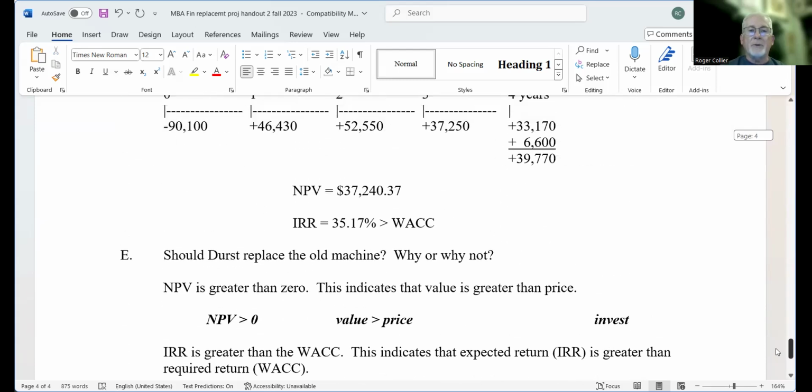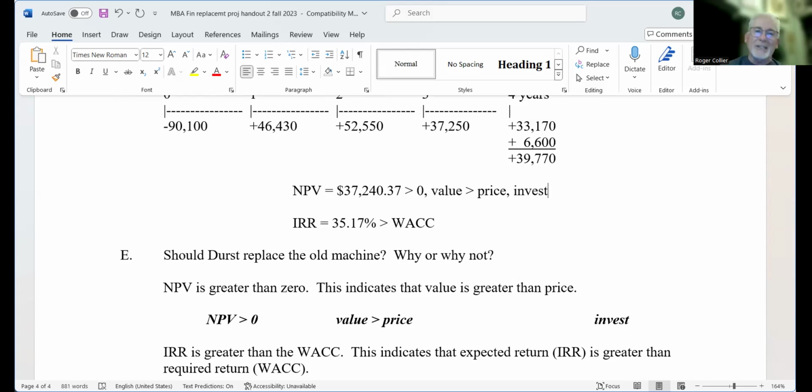Using that 15%, we find the net present value of these cash flows at 15% is 37,240.37. That, of course, is greater than 0. That tells me that value is greater than price. So we invest.